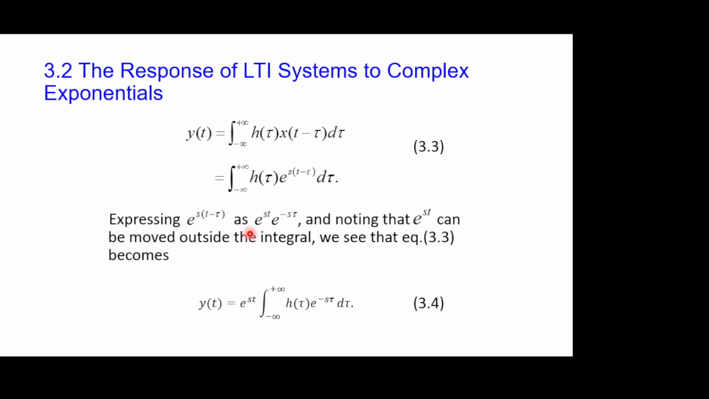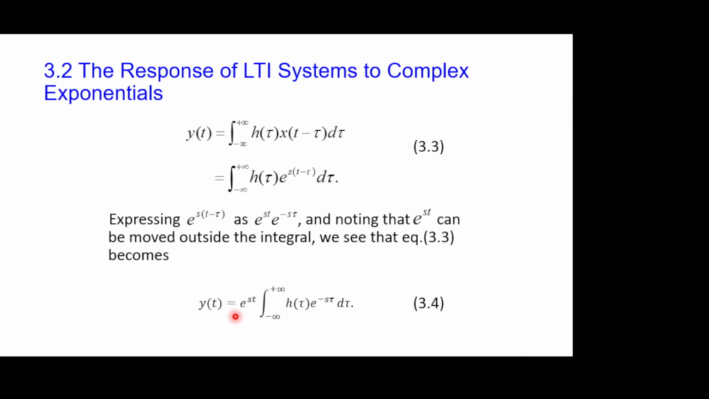Then we break up this exponential into e to the st times e to the minus s tau. This integration is over tau, so e to the st is just a constant for the integration, and we can move it outside. We get this relationship: for any LTI system, y of t equals e to the st times the integral over tau of h of tau times e to the minus s tau.